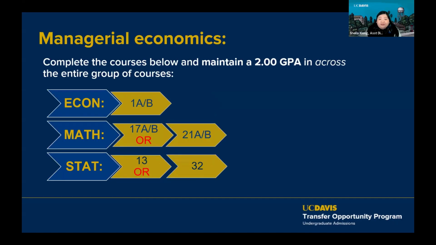All right, next is managerial economics. So for managerial economics, you need to maintain a 2.0 GPA across the entire group of courses. You are required to have Econ 1A and B completed, and then you can have the option of either Math 17A and B or Math 21A and B. And then for stats, you can take either Stats 13 or 32 prior to transferring.